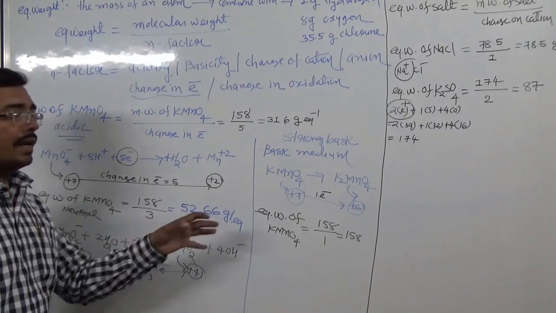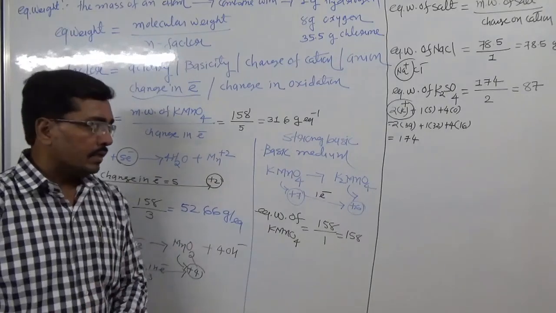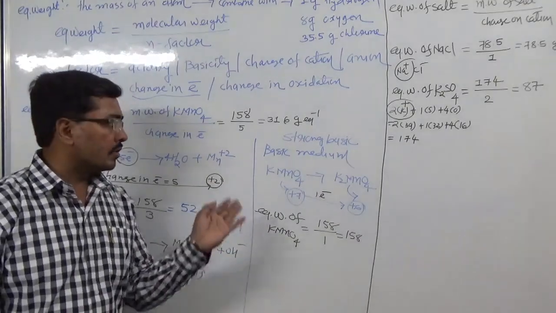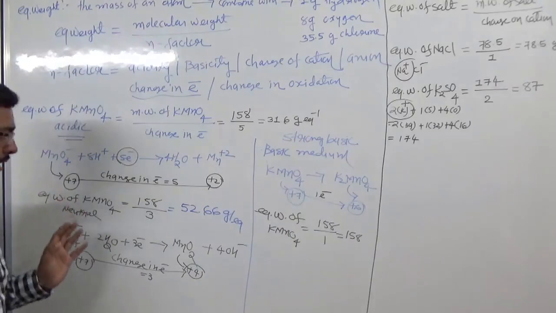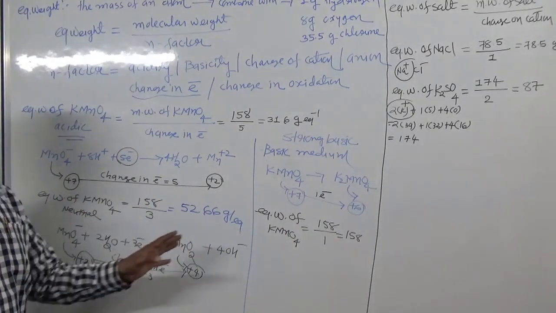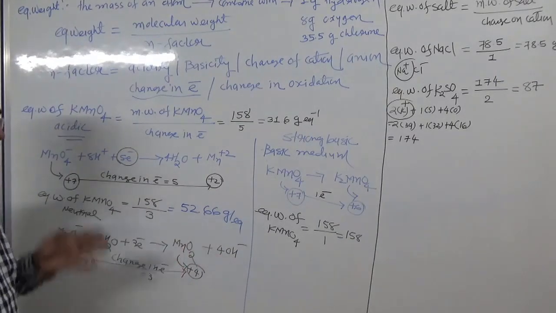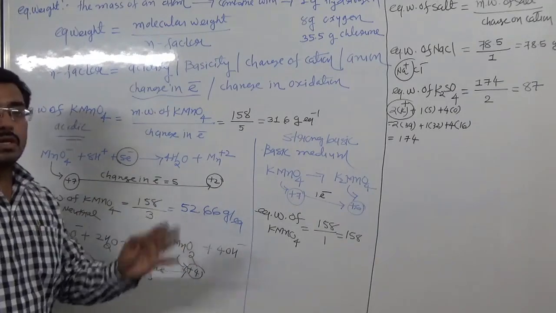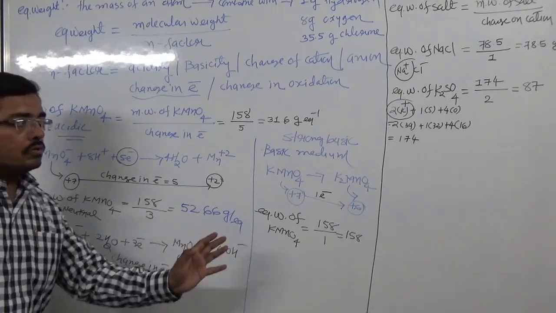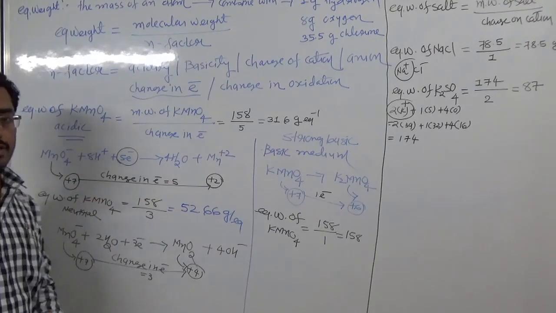And for a compound like KMnO4, you will study in 12th science that the change in oxidation number depends on the medium also. In acidic, basic or neutral medium, the change in electron will be different. So you will get different equivalent weights for the same compound. In the exam you have to study well and keep all these reactions in your mind.